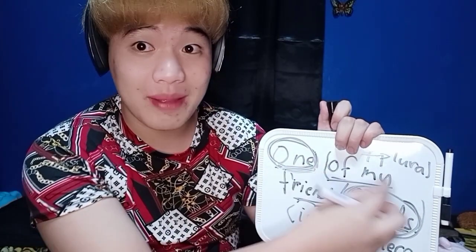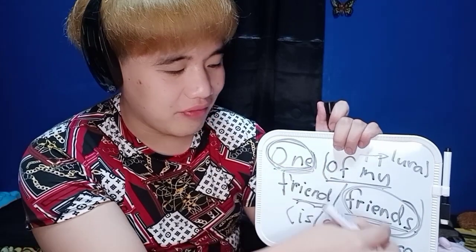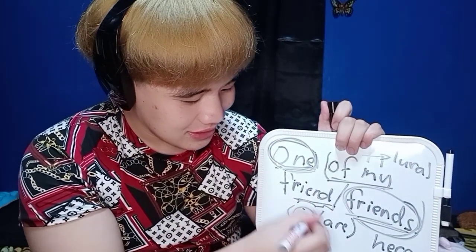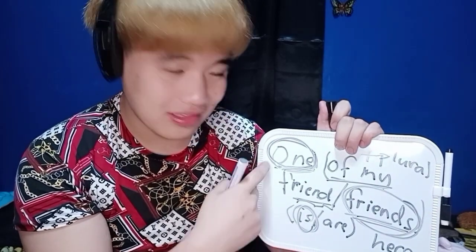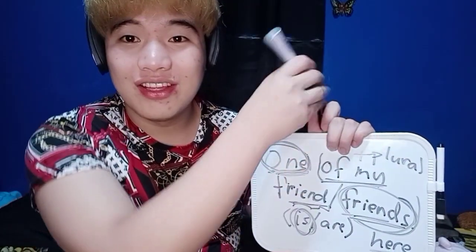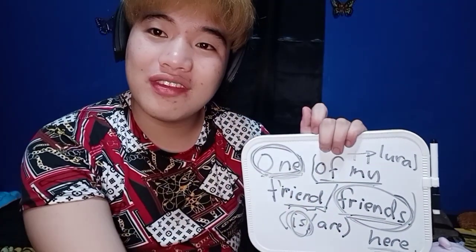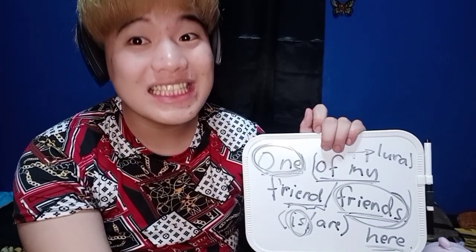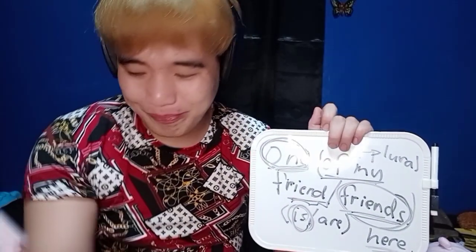Bakit friends? Why is it friends? Because we're talking about one of the many. So we say one of my friends, okay, is, alright, why is? Because the subject is one, which is a noun. One of my friends is here. So the correct answer for my previous video is one of my friends is here.